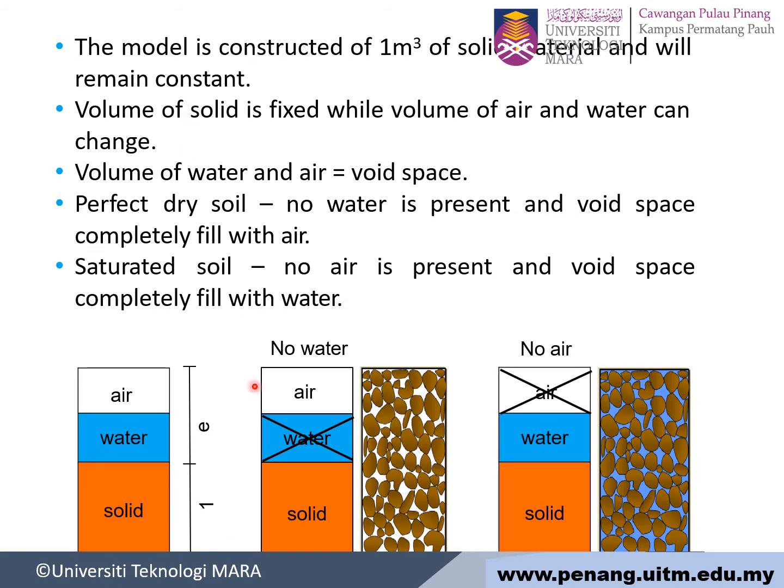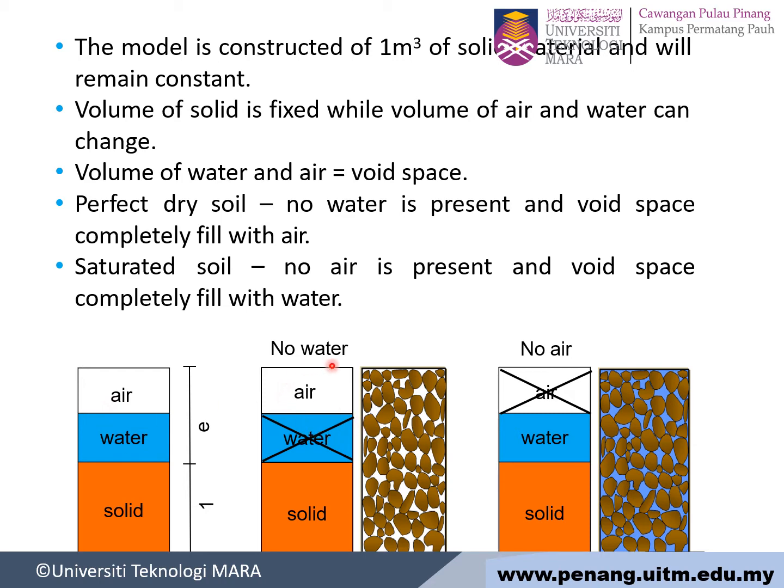Okay, refer to this model. We have 1, 2 and 3 models. So what is the difference? For the model, if you notice here, we have to remain constant for solid is equal to 1. So for air plus water is equal to E. E is void. Alright, so void consists of air and water.